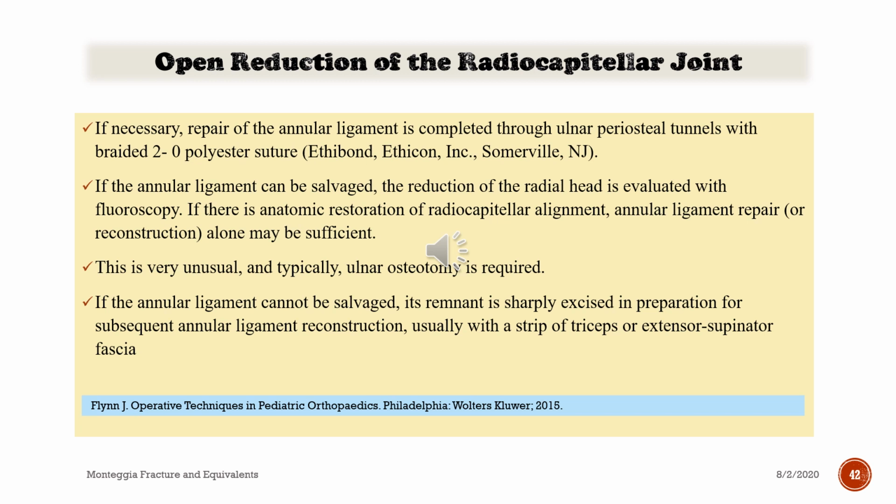If there is anatomic restoration of radiocapitellar alignment, annular ligament repair, or reconstruction, alone may be sufficient. This is very unusual, and typically, ulnar osteotomy is required. If the annular ligament cannot be salvaged, its remnant is sharply excised in preparation for subsequent annular ligament reconstruction, usually with a strip of triceps or extensor supinator fascia.